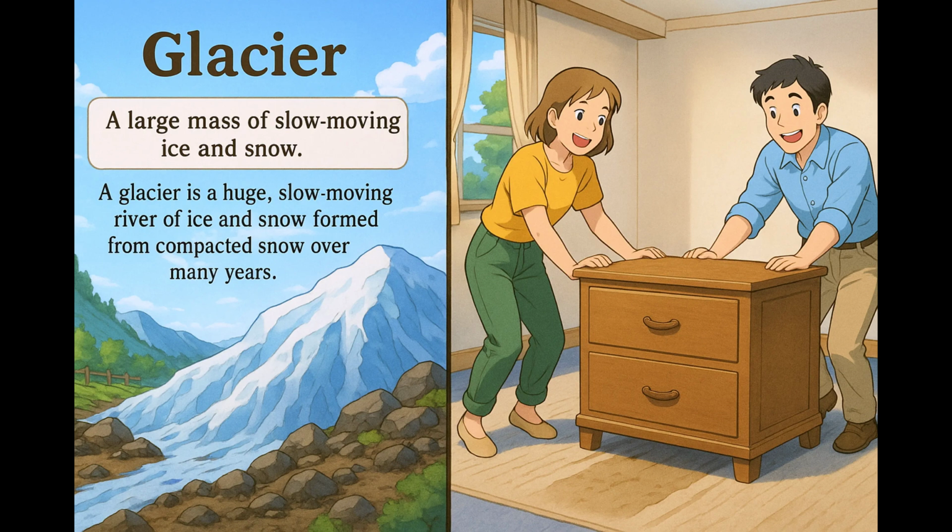The glacier is like that piece of furniture. It's a massive body of ice and snow that gradually shifts its position over time due to gravity, carving out landscapes beneath it, just as the furniture might leave tracks or indentations in the carpet.